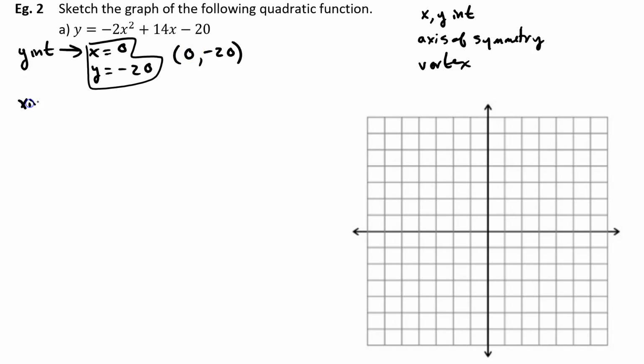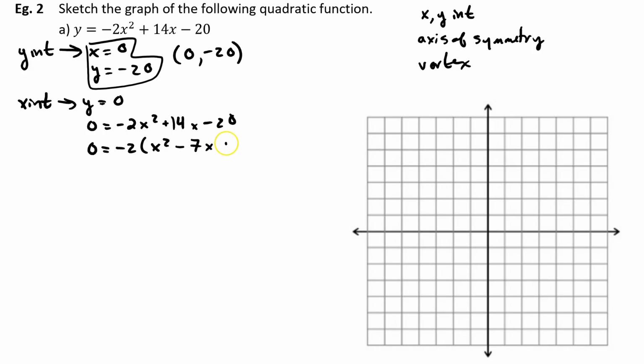Our x-intercept, that means y equals 0. So 0 equals negative 2x squared plus 14x minus 20. I notice that I have a greatest common factor here, and that's negative 2, so I'm going to factor that out. Negative 2, and I have x squared minus 7x plus 10. What I love about that is now my a becomes 1, and it's a simple quadratic. It's simple factoring, not complex factoring.